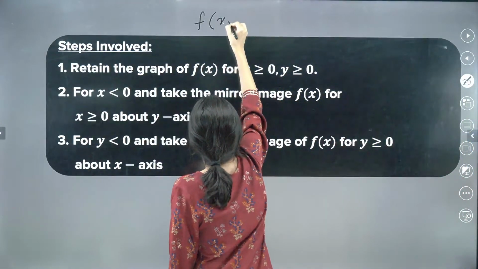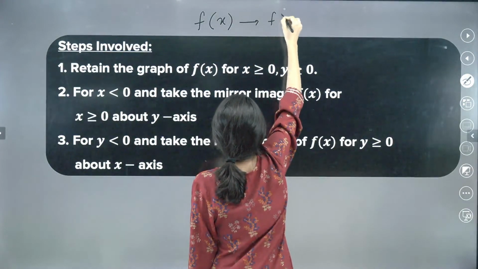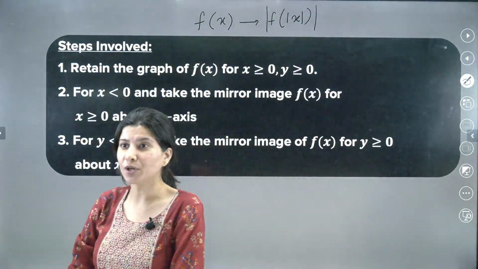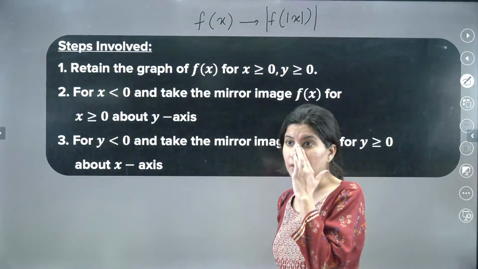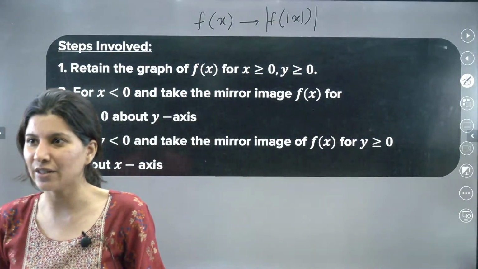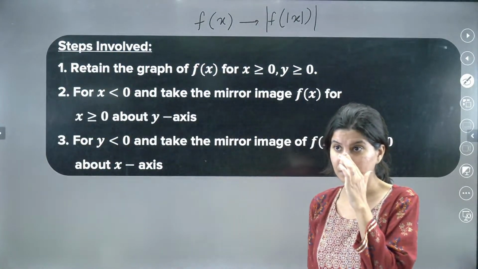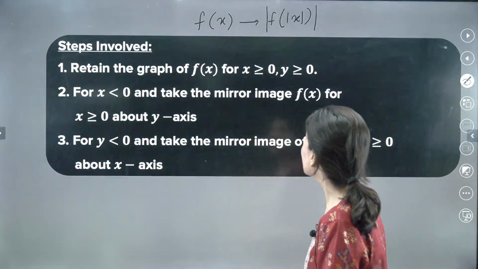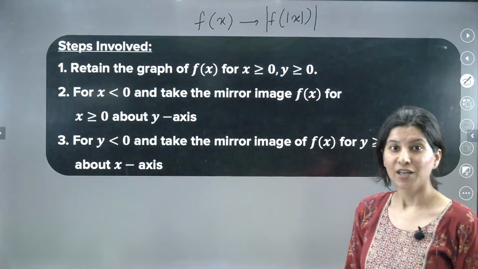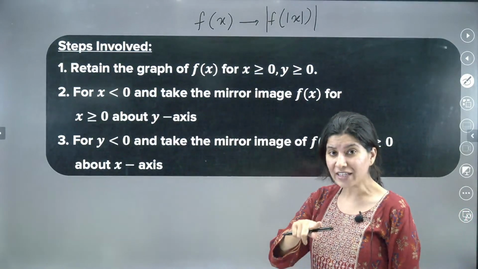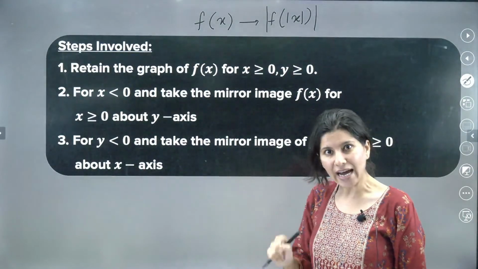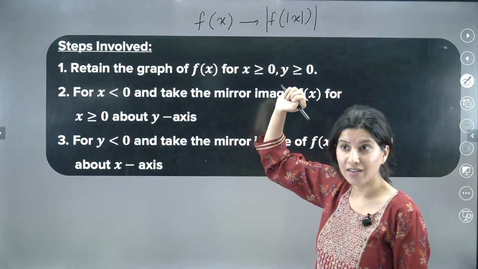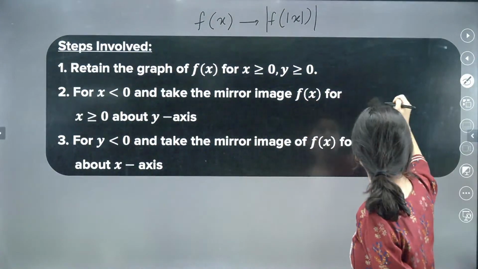Now f of x, what we are going to do is f of, now double transformation. So here can you see, very important, double transformation. Now can you see double transformation? So remember we saw fx to mod fx, right? And we saw fx to f of mod x. Now we are combining those two things. Okay, all right. So what to do over here?